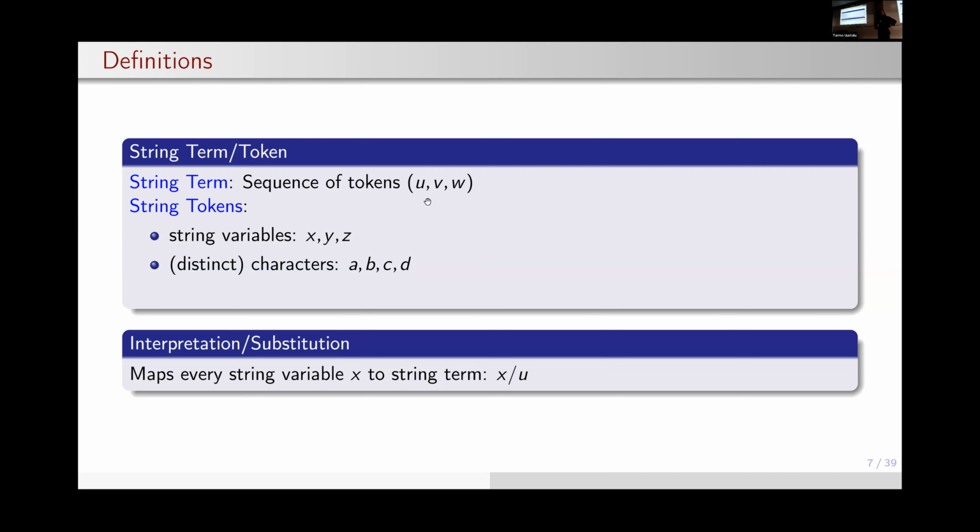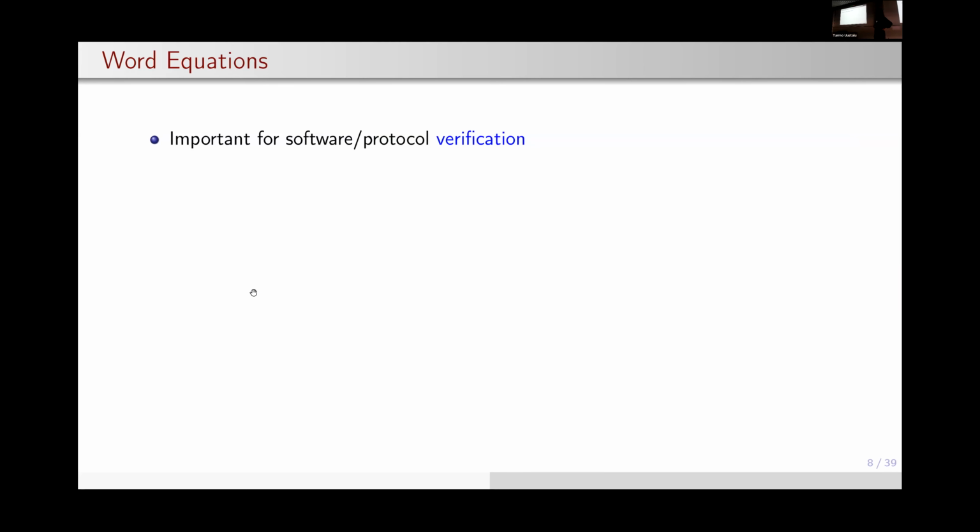Then we have string tokens, and we extend them also by a power token, which means we repeat a certain string term a given number of times. So here we have the string term u, and we repeat it n times, and n is just a natural number, which can be symbolic in turn, as we will see, which is the interesting part.